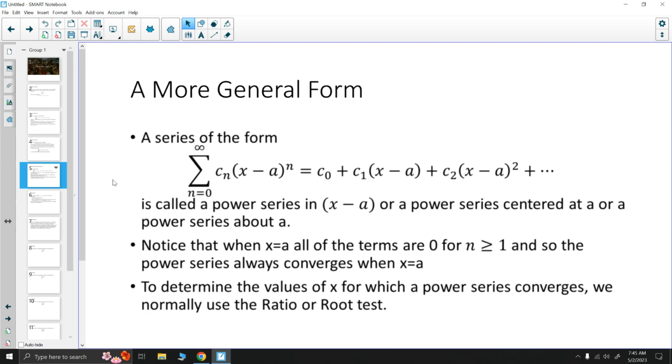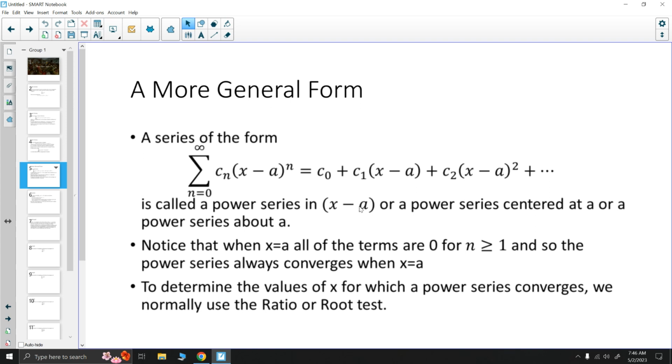Anyway, if we're talking about a more general form now, here this is again the same thing, but now we're using this x minus a to the n. So again, a series of the form c sub n of x minus a to the n is equal to c sub naught plus c sub 1 times x minus a, plus c sub 2 times x minus a squared, and so on and so forth, is called a power series in x minus a, or a power series centered at, or a power series about a.